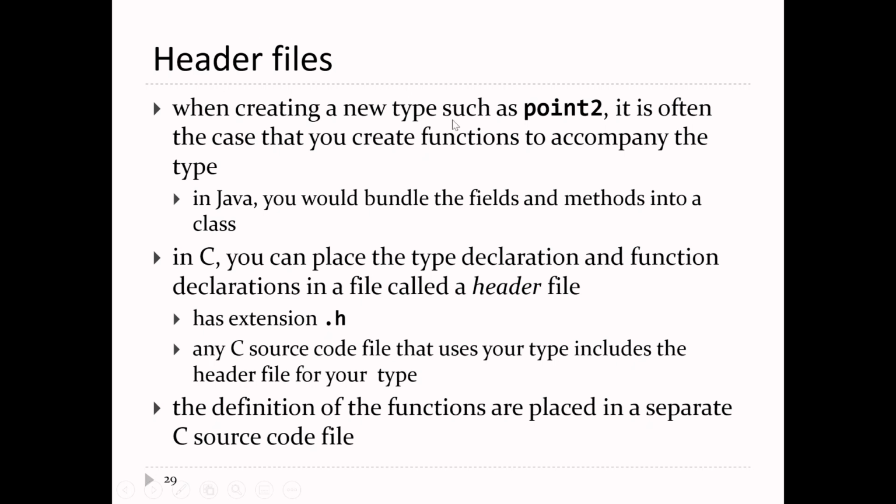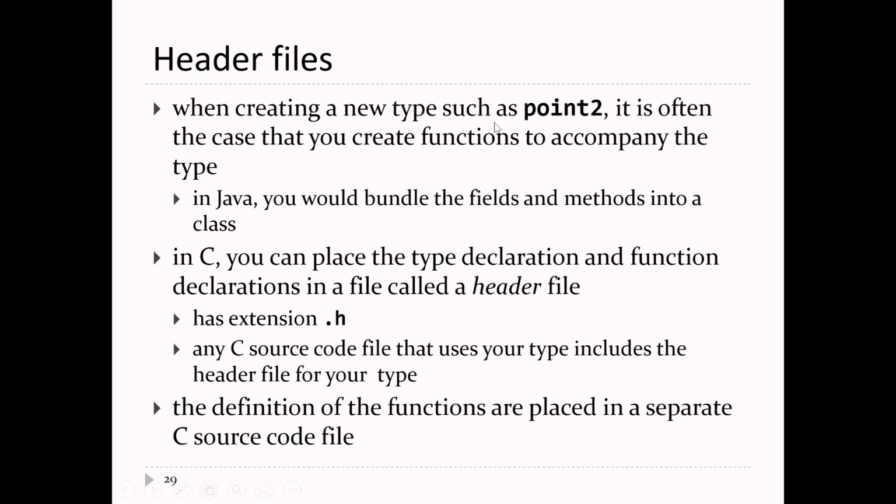Okay, so in a C program, you've got these things called header files, right? We've seen these already. We've got math.h, stdlib.h, stdio.h. So what does a header file actually do? A header file simply declares a bunch of types, and it simply declares a bunch of functions that might operate on those types.